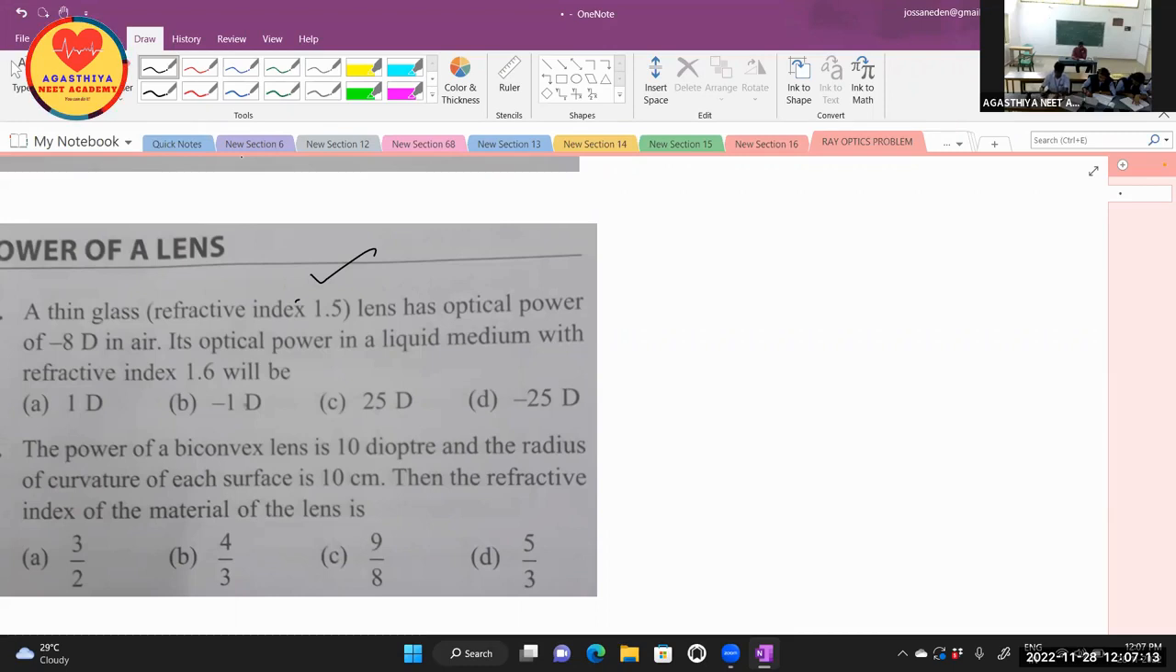The problem is related to lenses. First, the lens optical power when the lens is in the refractive medium. The same lens is in another liquid medium, what would be the power?